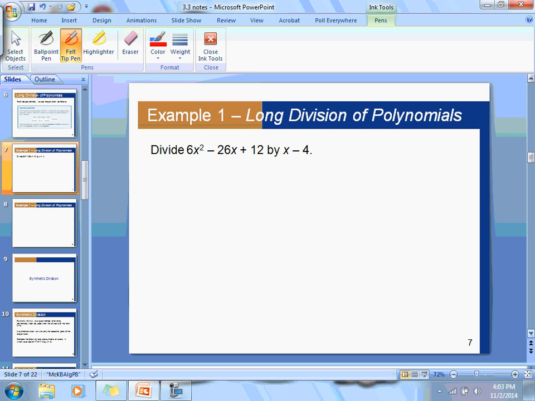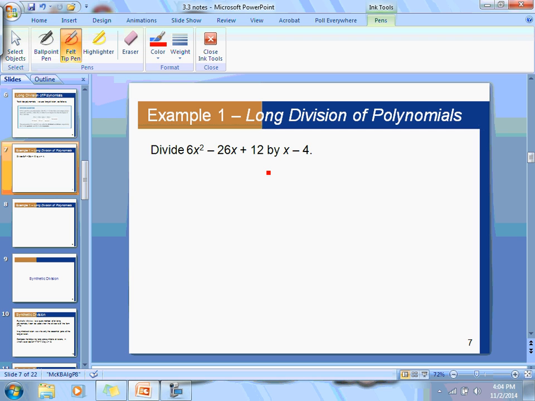So let's practice a long division problem. Now, before you set up your problem, you want to take a look at your polynomial. You've got 6x squared minus 26x plus 12. We want to make sure that we have all the terms in descending order. And we want to make sure that we have all terms represented. So if I'm starting with an x squared, I need to have an x, and then I need to have a constant, which I do.